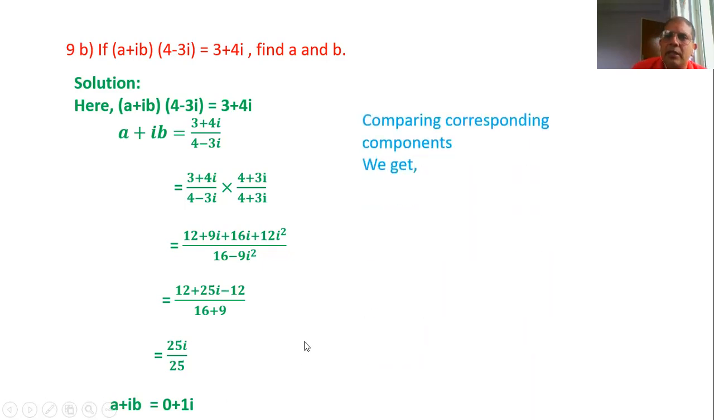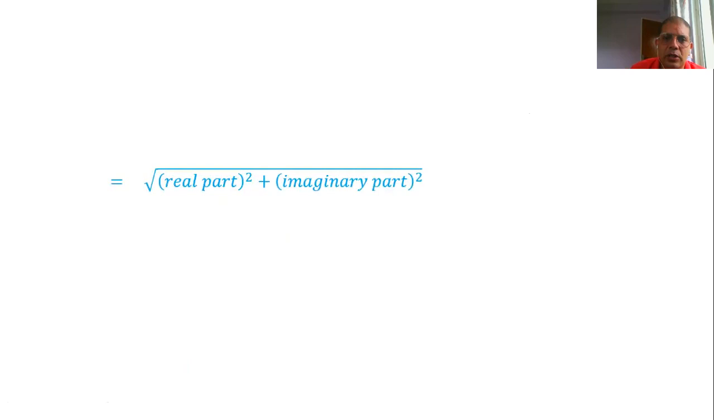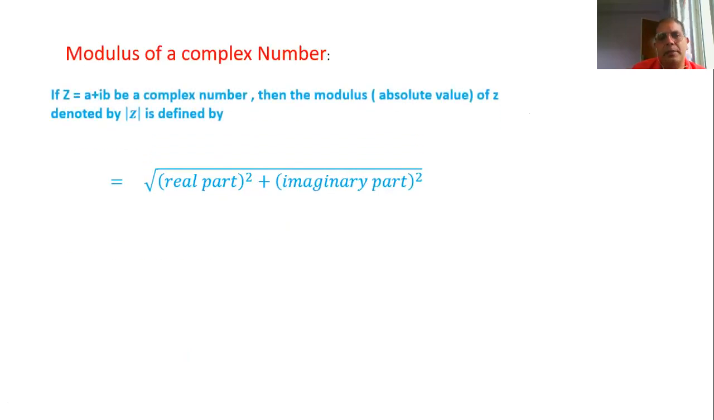Now it is comparing corresponding components. We get a is equal to 0 and b is equal to 1. So this is your solution of 9b. Okay, don't forget, you should convert this into the form a plus ib, then you can equate them, then you can solve this question. Now another question, another concept. I want to give you the concept of modulus. It is also absolute value.